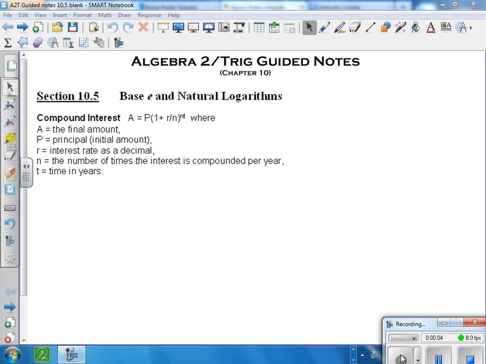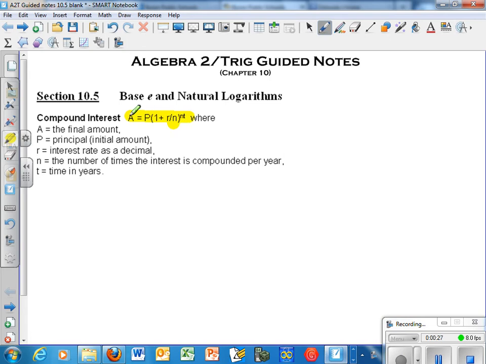Section 10.5, or lesson 10.5 of chapter 10. We are going to get into a new base and also talk about natural logarithms, and that is base E. We're going to lead into what base E is with some compound interest stuff. This is the general formula for compound interest.